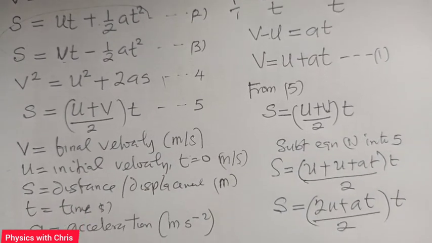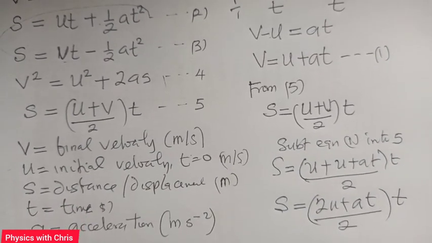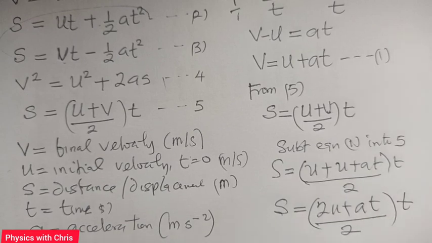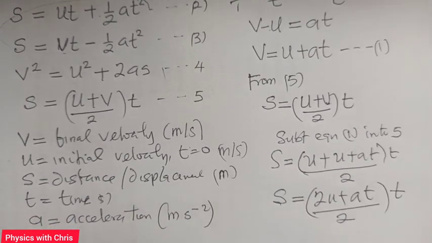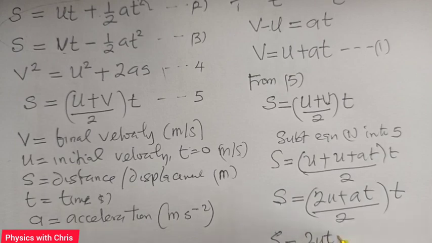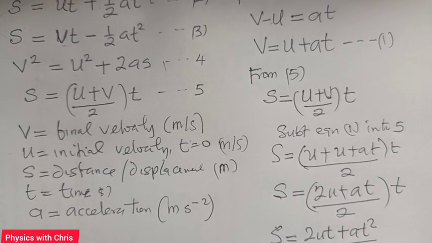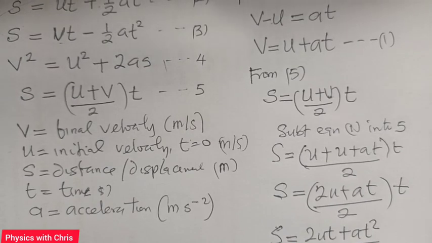We can expand this bracket using the time t. When I expand the bracket using the time t, I'm going to have s equals 2ut plus at squared, divided by 2.